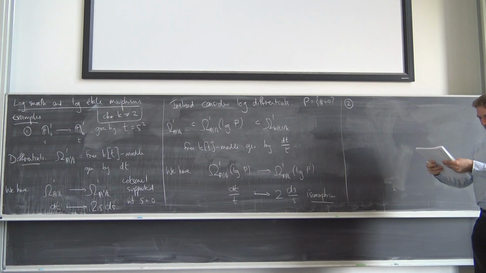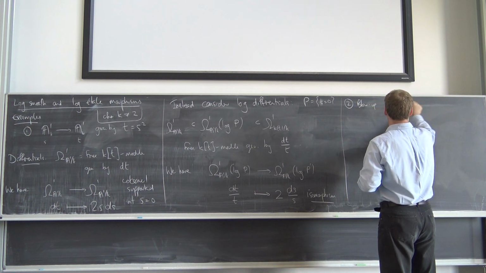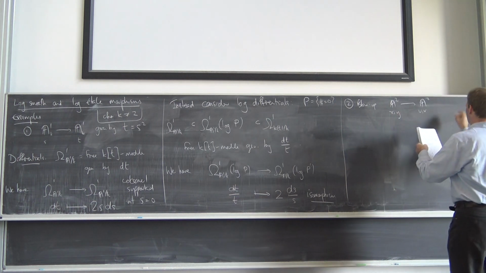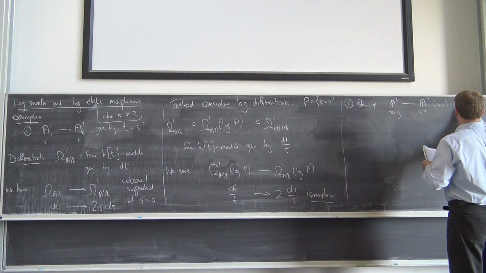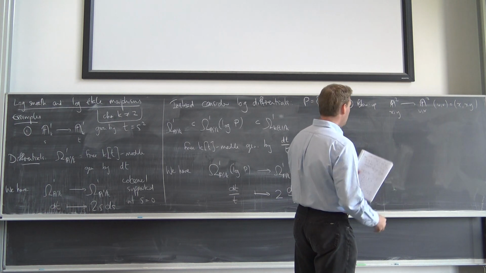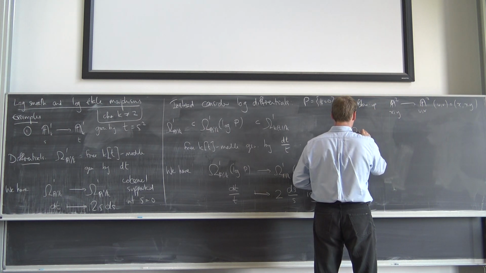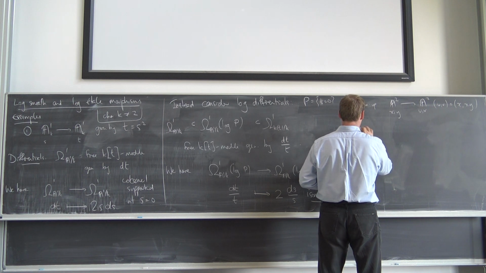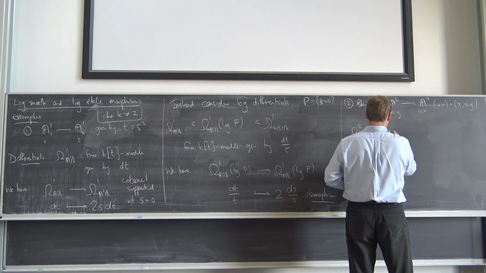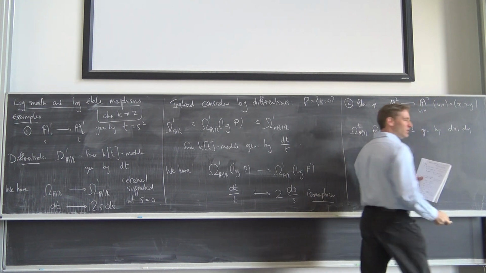Example 2 is going to be a blow-up. Take A2 to A2 with coordinates x, y here, and u and v here. u is x and v is xy. Okay, so then let's look at the regular differentials first. So omega 1 of A2 over k is free of rank 2 generated by dx and dy.